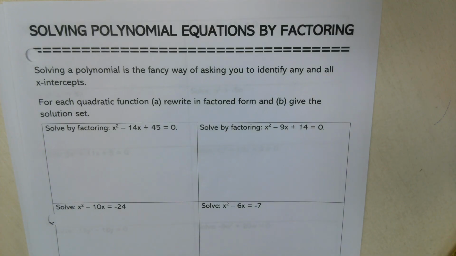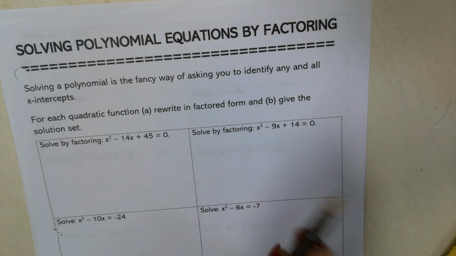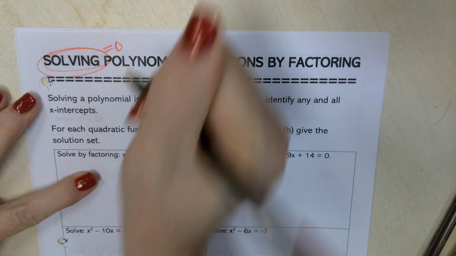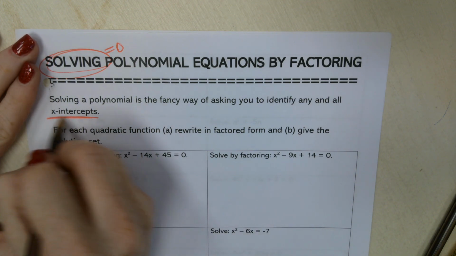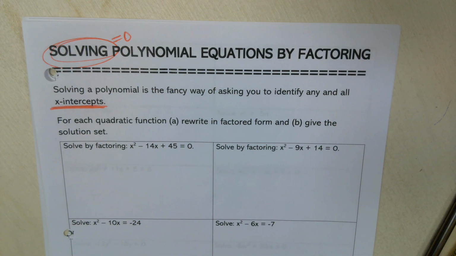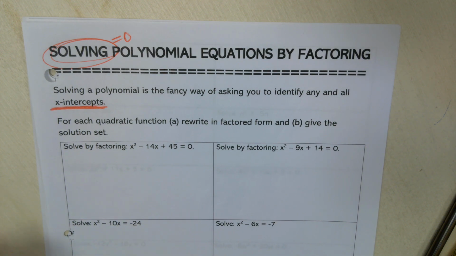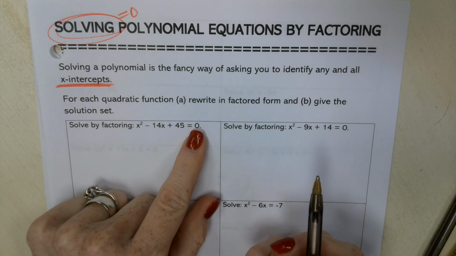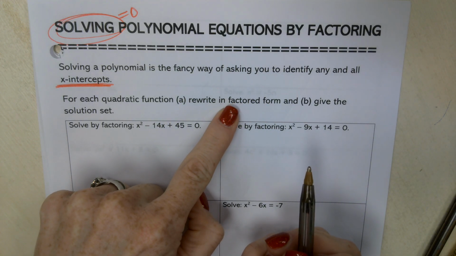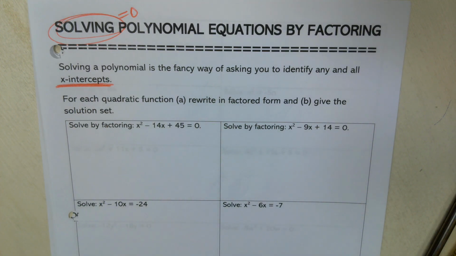All right, solving polynomials. Okay, y'all are going to like this in a minute. I want to start out and remind you that when we are solving polynomials, we have to make sure that they are set equal to 0 to begin with. We are trying to find the solutions where my graph crosses the x-axis. So right here, I want to take this factored form. This one's already set equal to 0. And I want to rewrite it in factored form. And then I want to give the solution set.